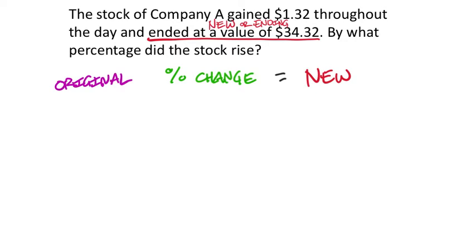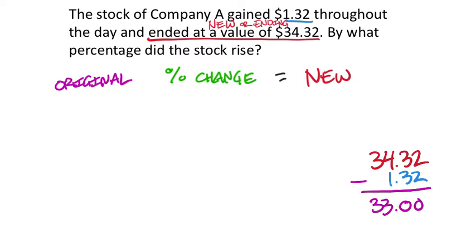I can figure out the original by taking the ending price, $34.32, and if I subtract how much it gained, which is showing $1.32, then I have my original price, which if you do this, you'd get $33. Now again, this is my original price. You're going to see this is going to come back. But my original price then is $33. What I don't know is the percent of change on this one.